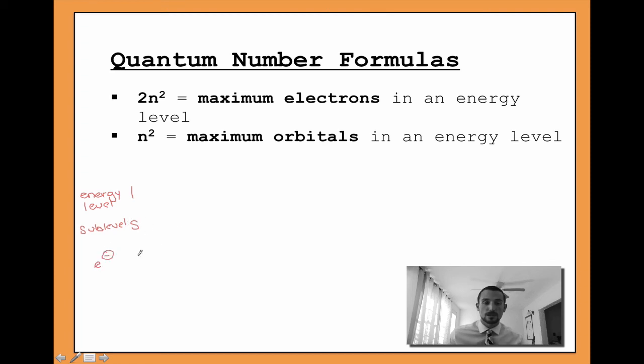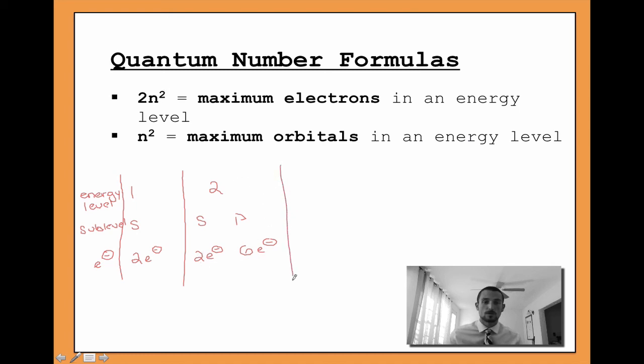So we know that 2 electrons fit here in the S sublevel. So if we put in 1 for 2n squared, 2 times 1 squared gives us 2 maximum electrons. If we go here to the second energy level, we now have 2 sublevels, S and P. S still fits 2. And as we learned previously, there are 6 maximum electrons that fit in P. 2 plus 6 is 8. If you take this, plug it in here, 2 times 2 squared gives us our 8 total electrons.